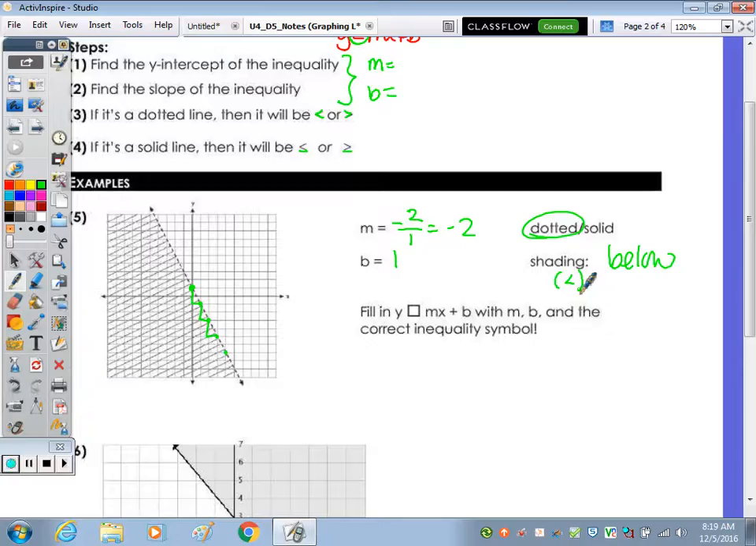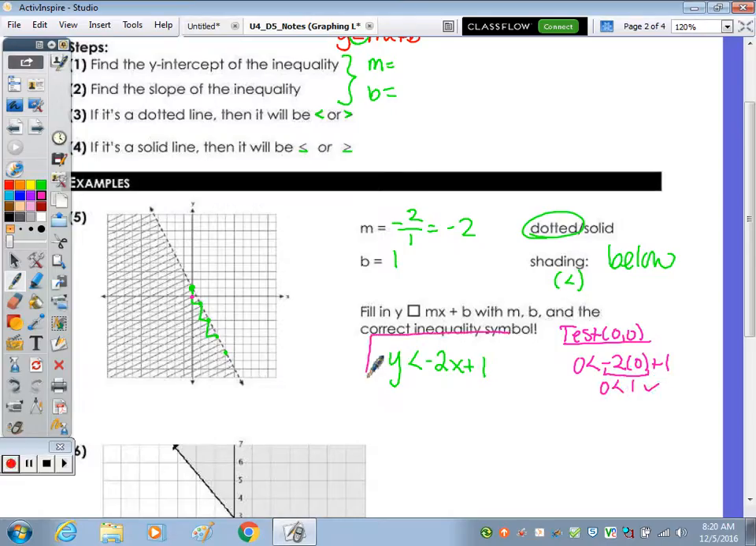And we can always check to make sure we're right. So our inequality is y less than mx plus b. Okay, and I'm going to check, this time I can check 0, 0 because it is in the solution. So if I test 0, 0, we can make sure that we're right. Is 0 less than negative 2 times 0 plus 1? Well, negative 2 times 0 is 0, and 0 plus 1 is 1, and 0 is less than that. We are right.